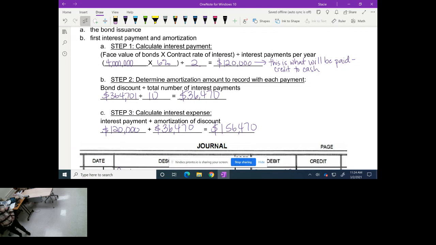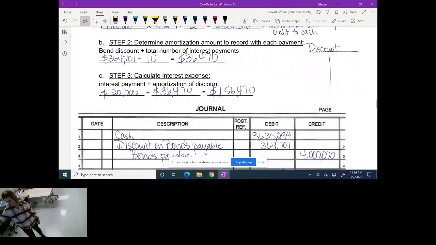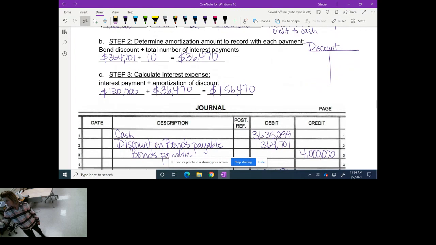All right, so think about it like this. I have the line number. So when you sell this bond, and it has a discount on it, your debit and discount is for $364,701.